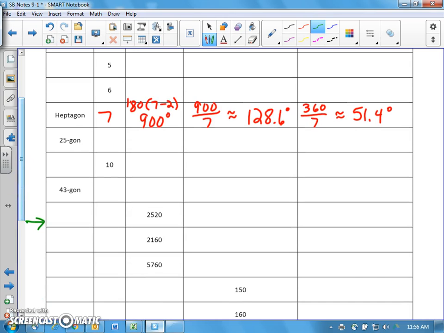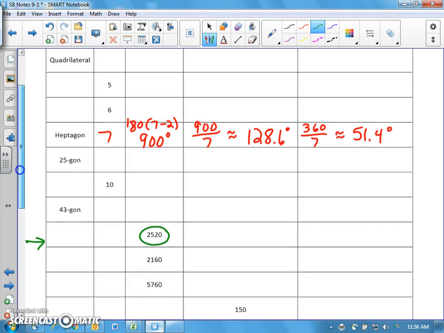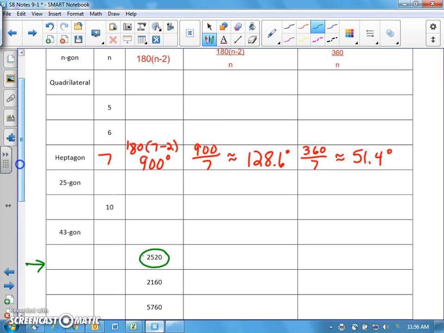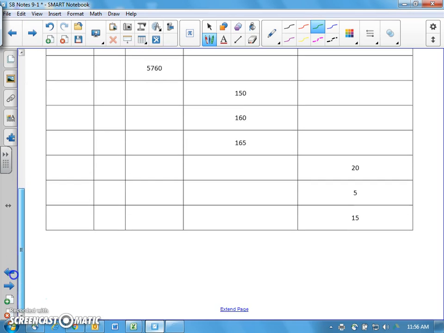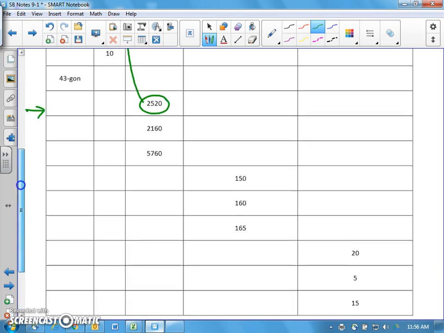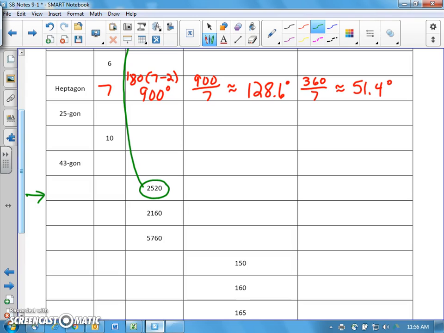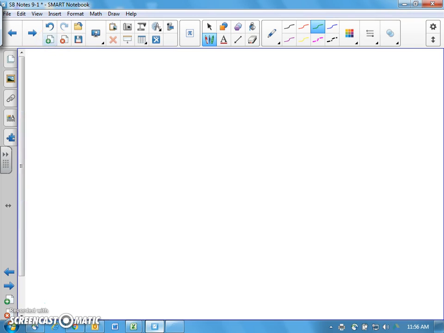So what I'm going to do is take this and think through what is the formula that corresponds to this. Really, I'm looking all the way up here, and I can use this to set up an equation. I'm going to add a page in here, and we'll do it off to the side. So in this case, what we would have is 180 times n minus 2 equal to 2,520. And now all I need to do is solve for n.